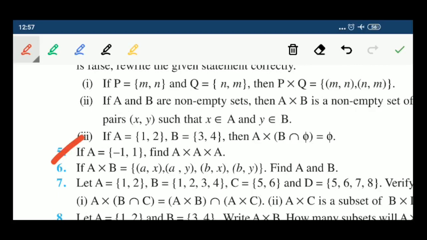Students, try question number 4 yourself. Now I am going to start question number 5. In question number 5, there is one set. The name of the set is A, and it has 2 elements, -1 and +1. Then we have to find the Cartesian product of A cross A.